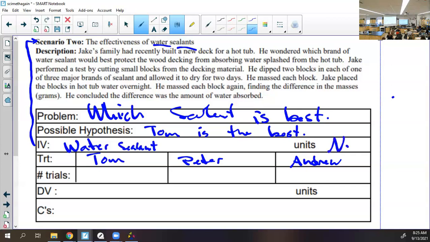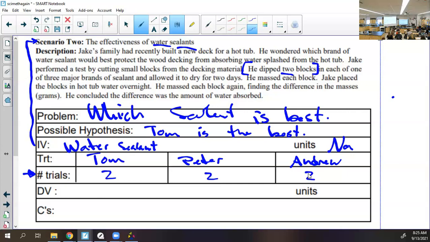There is no unit for that. Non-applicable. All right, number of trials. Most people get this one incorrect. If you look carefully, he says right here, he dipped 2 blocks in each one of the 3 major brands. So the trials is 2.